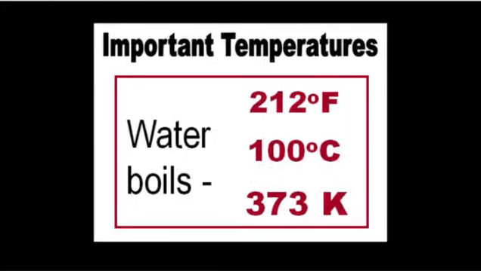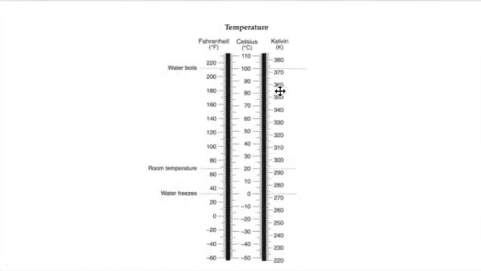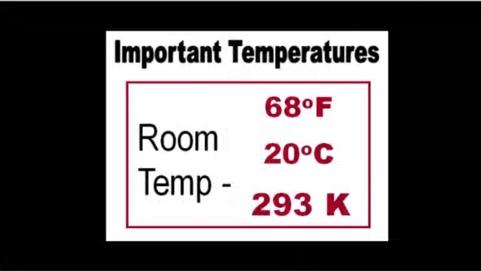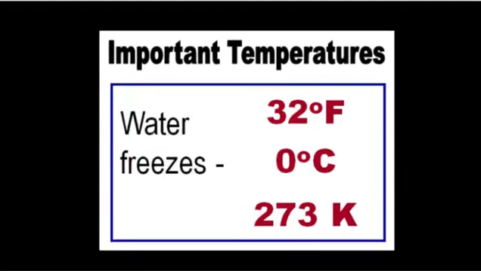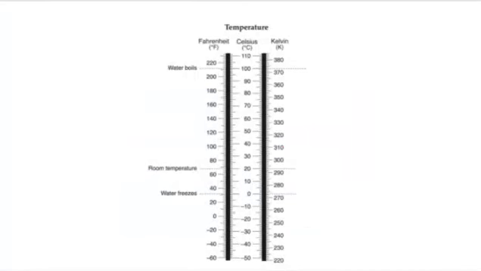Important temperatures to know: water boils at 212 Fahrenheit, 100 Celsius, and 373 Kelvin. You can get that just by looking at your reference table, so you don't have to memorize it. Room temperature is 68, 20, and 293. And water freezes at 32, 0, and 273. So you're going to use this chart to figure out temperatures and also to convert.